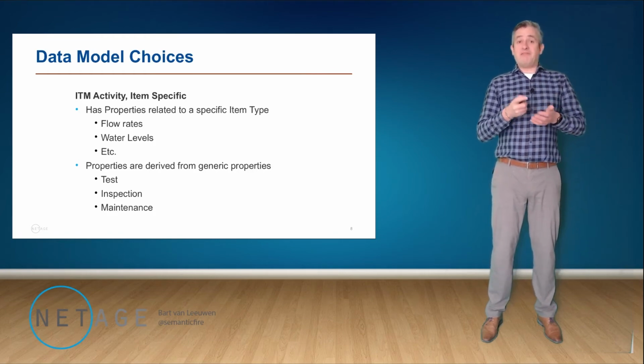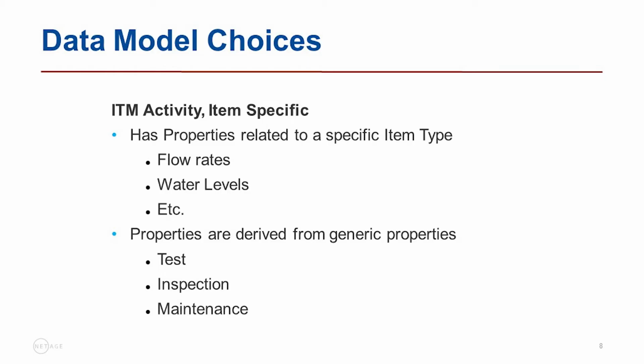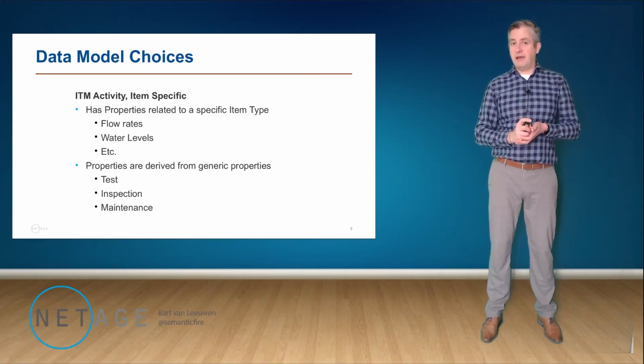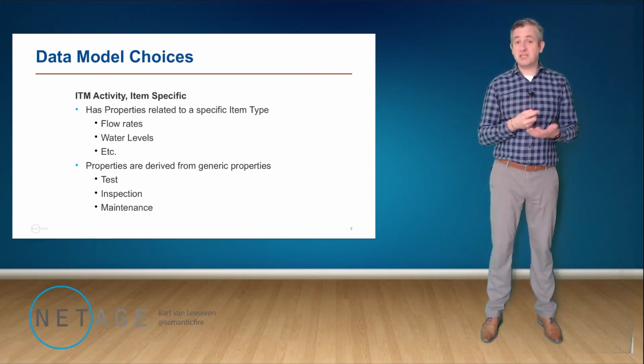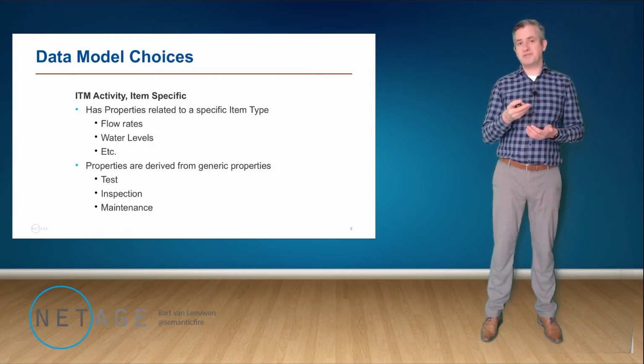So then we have item-specific ITM activities, where we have properties which are related to the specific item type. So we talk about flow rates, water levels, etc. Various items in a fire protection system have various bits and pieces that need to be checked or tested or maintained. These are all properties on the specific items. And properties are derived from generic properties. So you can have a test property, an inspection property, or a maintenance property. And we can find them back in the documentation of the NFPA 25 or the 72, where it's specifically stated you need to check this or you need to inspect that.